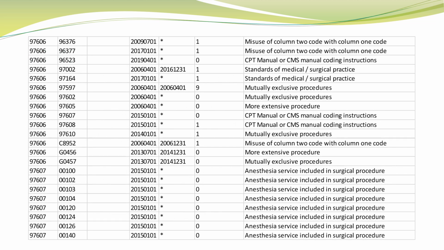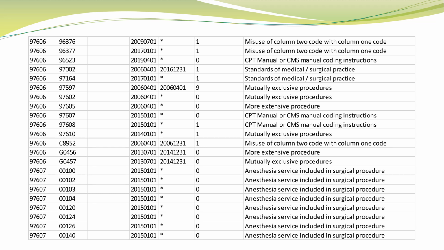So this is how the PTP edits look in an Excel file, and it's a very large file. The first table here has the codes. It doesn't matter if they're billed one before the other or vice versa. If they're billed together, one will be denied, usually the second one. The next column is the date it was implemented. If there's a star here, it means that the code pair is still valid.